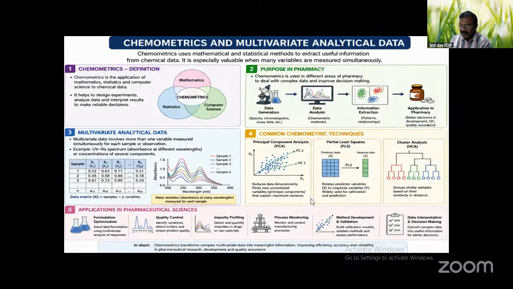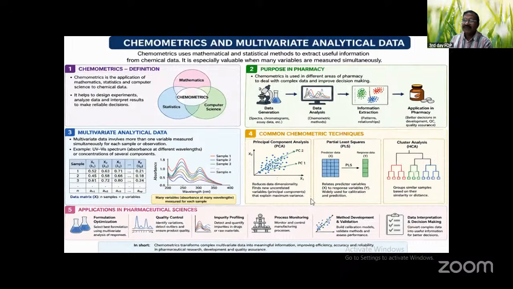What is the meaning of HCA? That is hierarchical cluster analysis. That means the software divides the samples into groups on the basis of their similarity and distance. If you give one parameter to the software, compounds containing a similar parameter are separated as one group and other compounds are divided into another group. That is called clustering analysis.